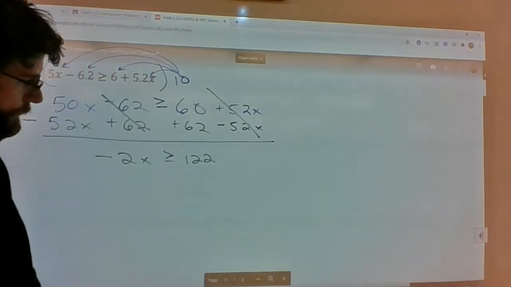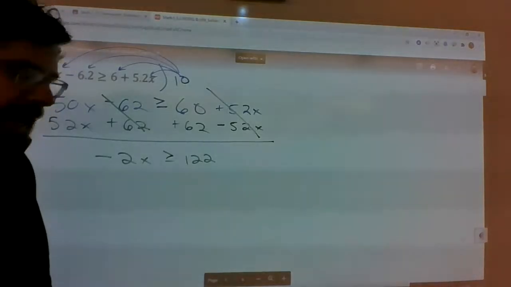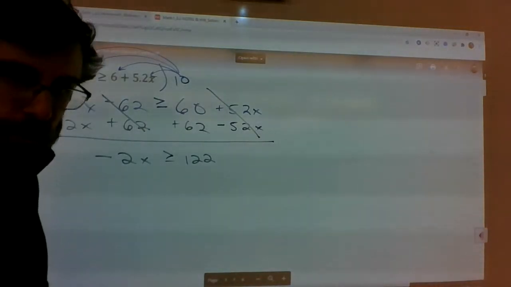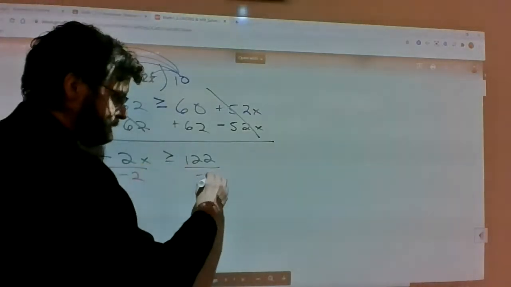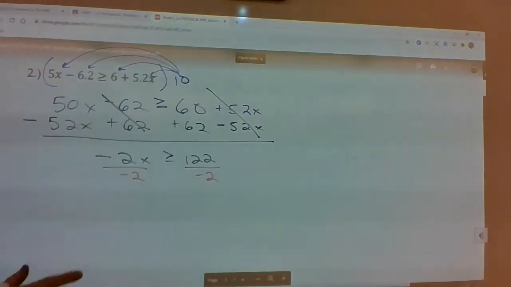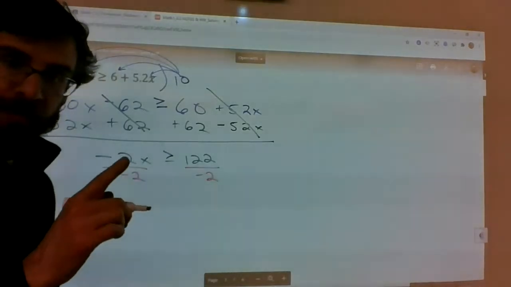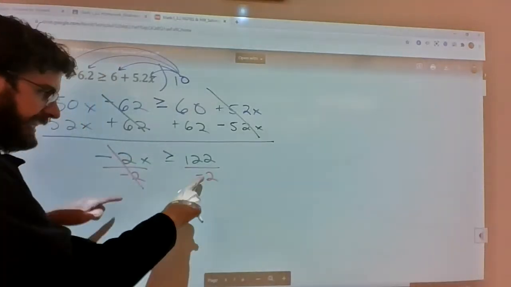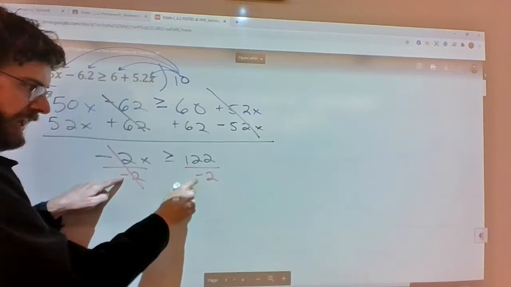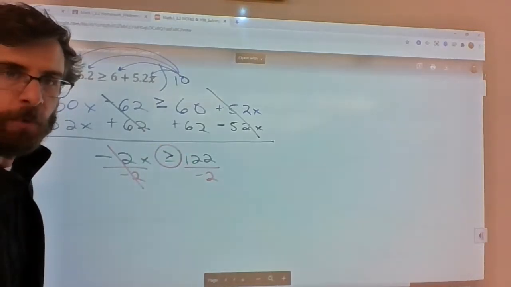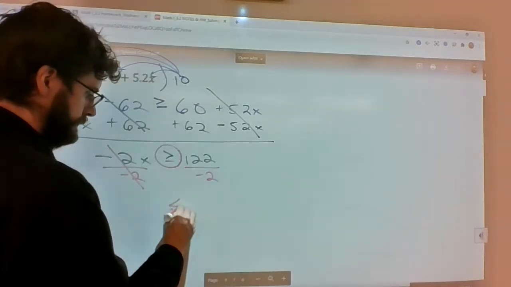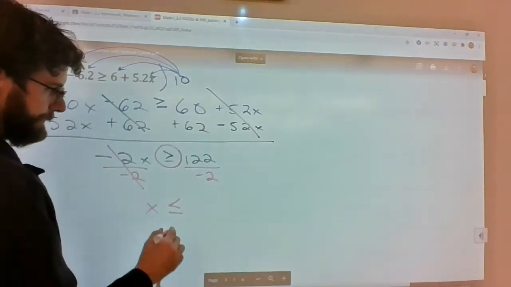All right, now I continue as usual. Divide by negative 2. Now this is where you have to really pay attention. Dividing by negative 2 on both sides means I need to flip this around. I explained it on the 3.1 video. Now it's less than.